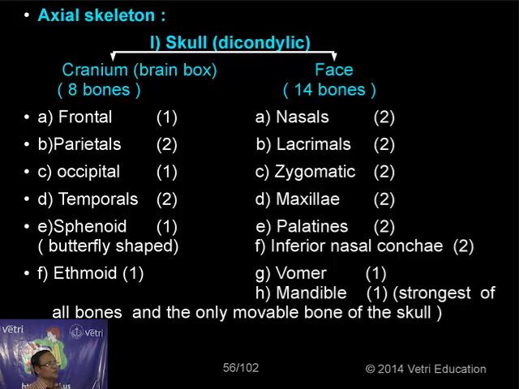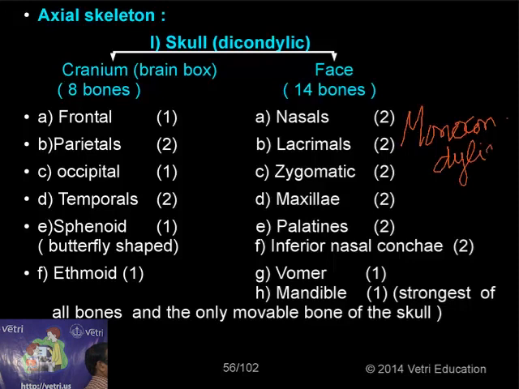Whereas in the case of fishes, birds and reptiles, the skull is called monocondylic, having only one occipital condyle. In the case of reptiles, birds, and also fishes, the skull is monocondylic, while amphibians and mammals have a dicondylic skull. Now, what are the bones of the skull?